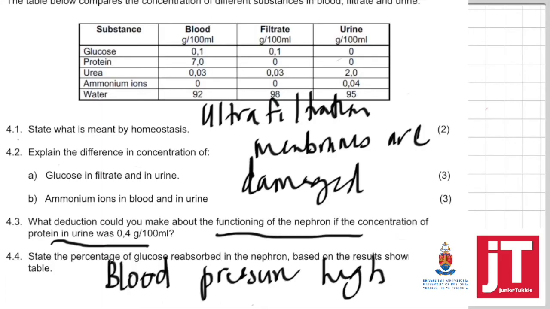And the last question is, state the percentage of glucose reabsorbed in the nephron based on the results. So let's look at glucose. Glucose reabsorbed back into the blood, 0.1, 0.1. So obviously that percent will definitely be 100%.